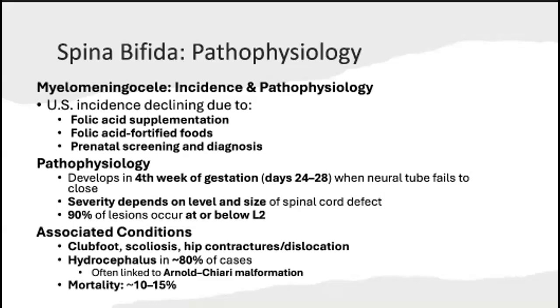Associated musculoskeletal findings. These kids can also end up with club foot, scoliosis, and hip contractures and dislocations. Associated neurologic complications. They can have Arnold-Chiari malformations. Hydrocephalus occurs in about 80% of these infants. And then also we have a mortality risk of 10 to 15%. And remember, these are the myelomeningoceles, so those are the ones that are the most significant.